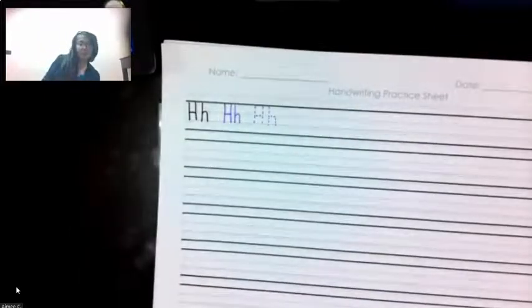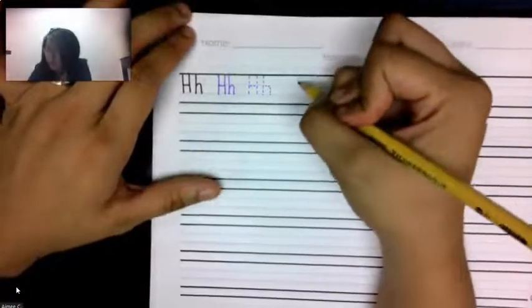Next we have H. This is H. H says h, like hand. So, hand. You can wave hello with your hand. So H says h, like hand.